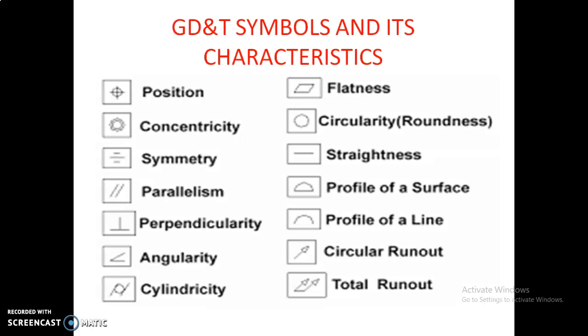Okay. GD&T symbols and their characteristics. These are the 14 basic symbols used in GD&T. These are position, concentricity, symmetry, parallelism, perpendicularity, angularity, cylindricity, flatness, roundness, straightness, profile of a surface, profile of a line, circular runout, and total runout. So let's discuss each symbol one by one in detail.